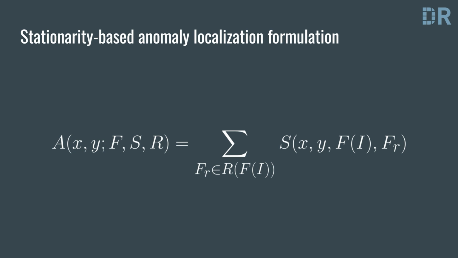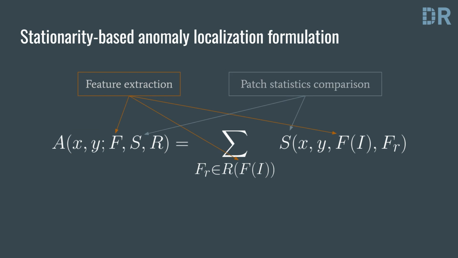In our paper, we formulate a framework for this second class of methods based on stationarity analysis. Essentially, we describe the anomaly score A at a certain position xy in terms of three components: feature extraction, patch statistics comparison, and reference selection. The first component extracts information from the input image into feature maps and can consist of, for example, a steerable feature pyramid, Laws' texture energy measure, or intermediate features from a pre-trained convolutional neural network.